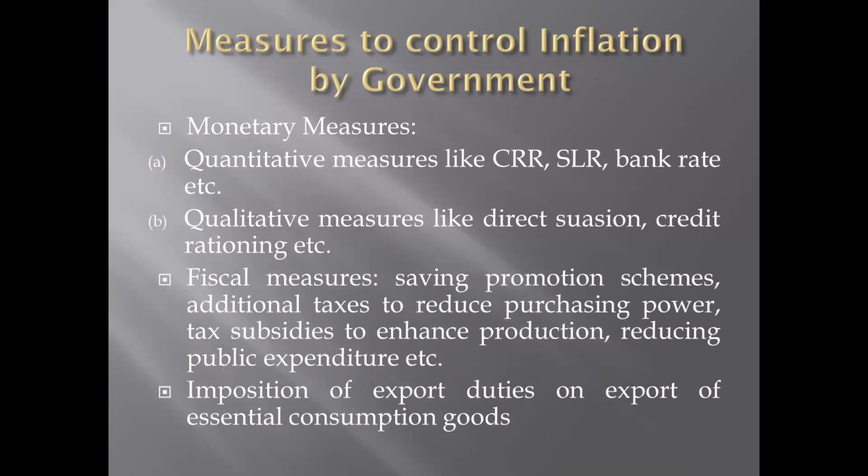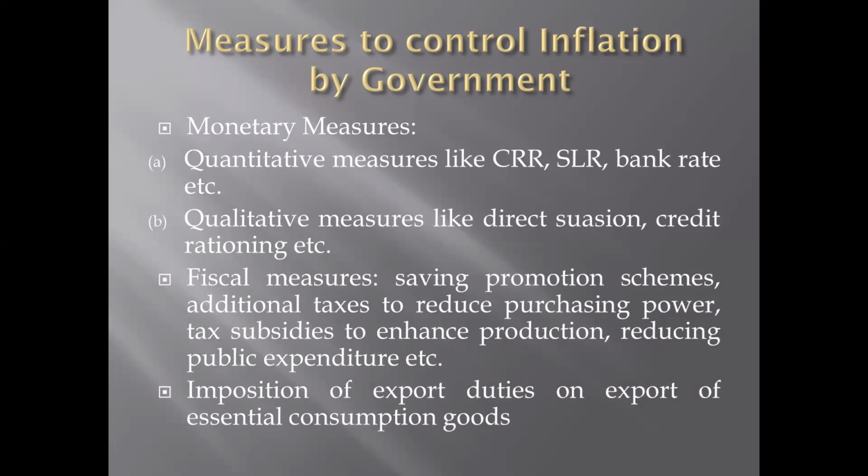Then government has put some measures to control the inflation. First is monetary measures, like you have all read, like quantitative and qualitative measures. Quantitative is related with cash reserve ratio, statutory liquidity ratio, bank rate. By changing these rates, government tries to keep a curb on the money supply. Qualitative measures like direct persuasion, credit rationing, credit quotas are being set, right?